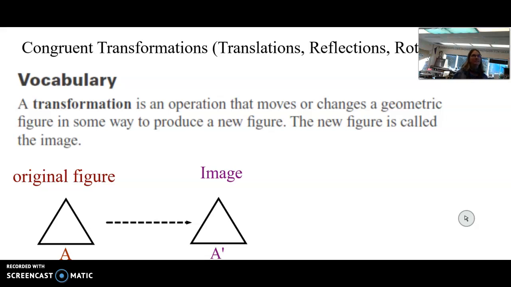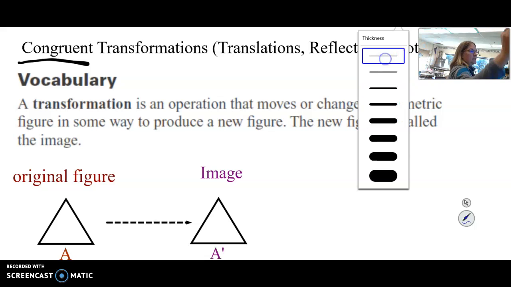Hey guys, in this video we're going to be looking at something called transformations, specifically the congruent transformations, which means translations, reflections, and rotations. This corresponds with 1.7 in your textbook.